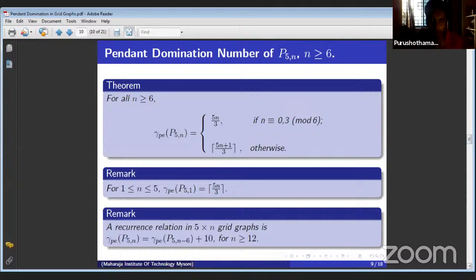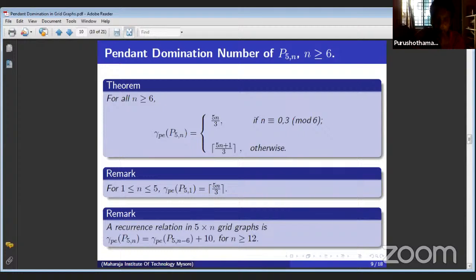In this theorem, for all n greater than or equal to 6, the pendant domination number of P of 5 comma n, the 5 cross n grid graph, is 5n by 3 if n is congruent to 0 or 3 mod 6. In the remaining cases, it is the greatest integer of (5n plus 1) divided by 3. So this is the pendant domination number of P of 5 cross n. In the remark, for n between 1 and 5, the pendant domination number of P of 5 comma n is nothing but the greatest integer of 5n by 3.